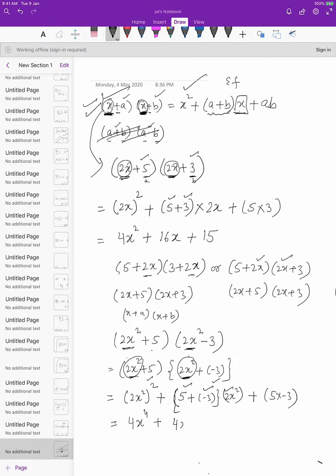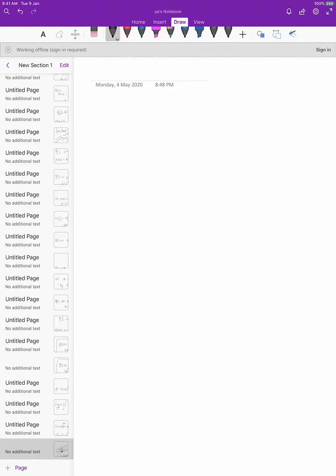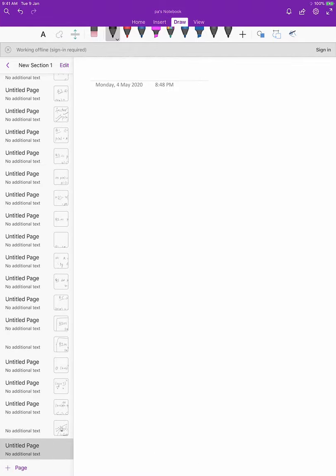So 4x square plus 3 into minus, 5 into minus 3 will be minus 15. So the answer is 4x to the power 4 plus 4x square minus 15. So I hope it's clear how to apply these identities to write the expanded form.